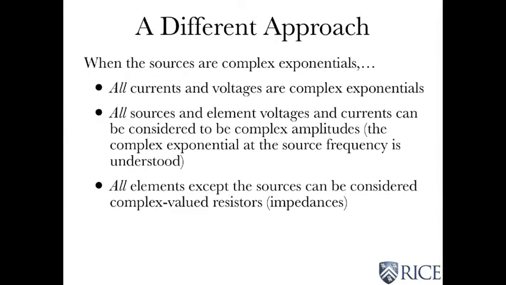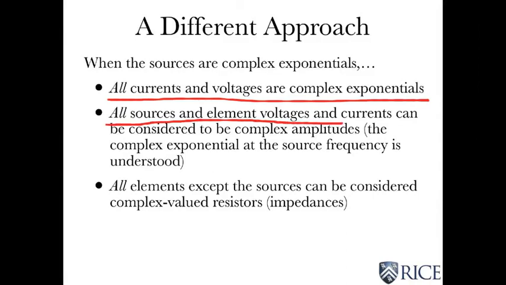When the sources are complex exponentials, so they look like the Vn we've just had, it turns out, as we just discovered, that all currents and voltages are complex exponentials. If you had solved that differential equation for the input voltage being a complex exponential, you would have discovered that if you assumed V out was a complex exponential, yeah, you get that answer. It's a consistent solution. Once you have a solution to a differential equation, no matter how you got it, you know it's the only solution. That's the way differential equations work. So, all sources and element voltages and currents can be considered just to be complex amplitudes.